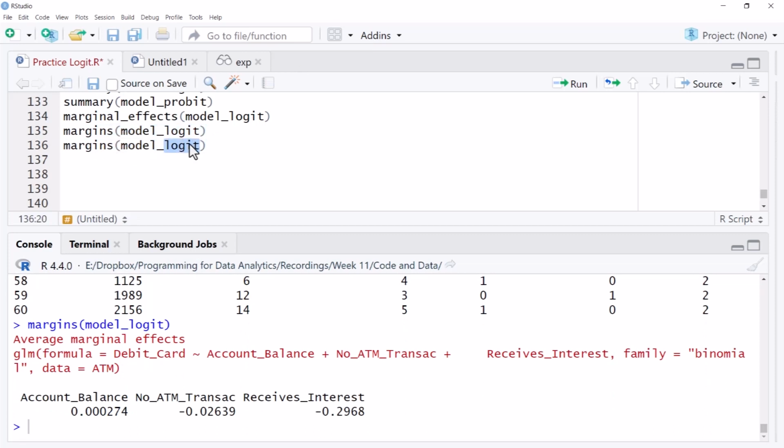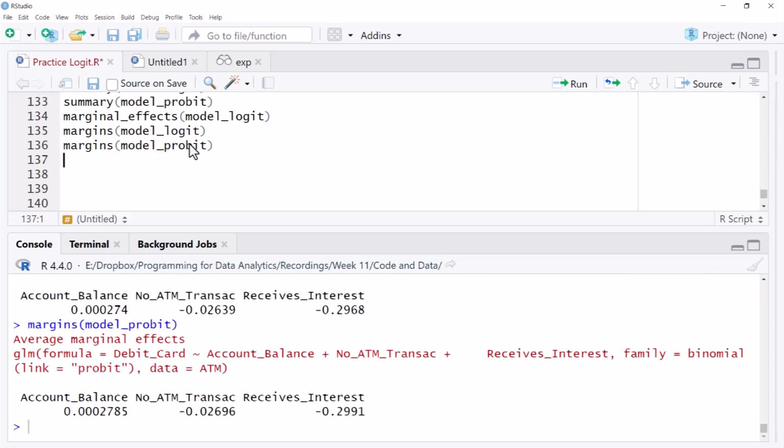Similarly, I can compute marginal effect of probit. They are in fact very close. So we are slightly more confident about our results. If you want to compute marginal effects for all the observations, you can apply this marginal effects. And these are marginal effects at averages.